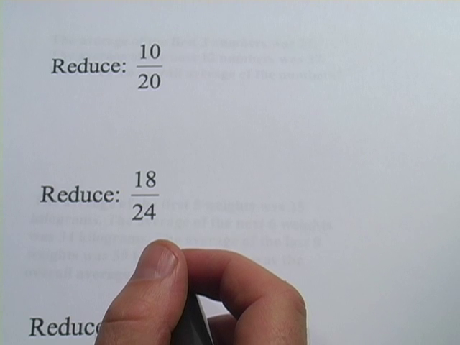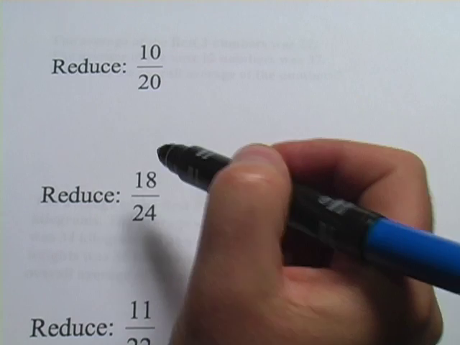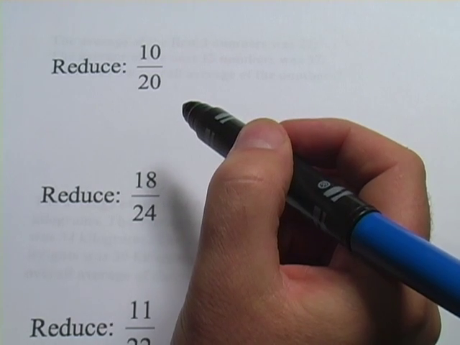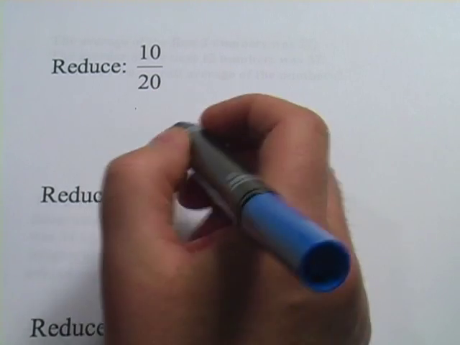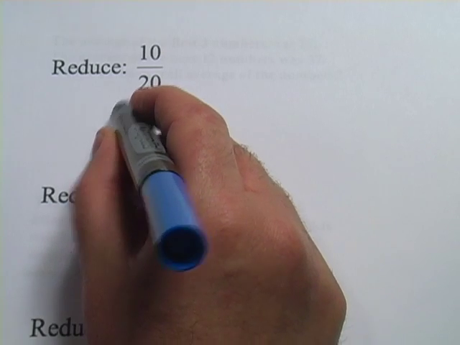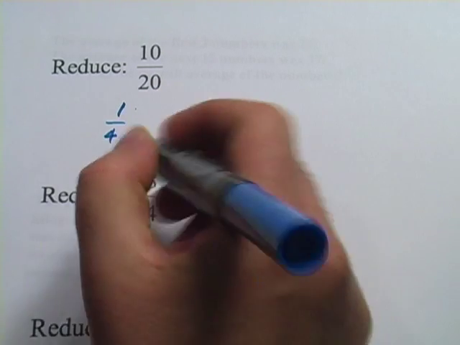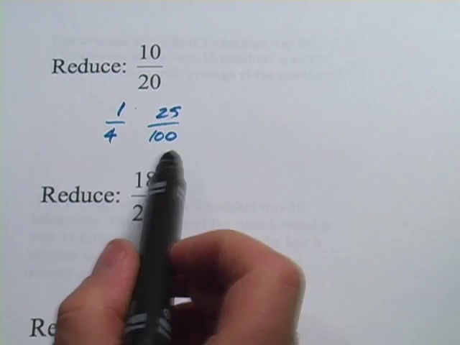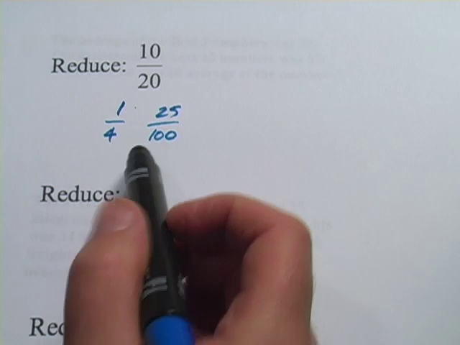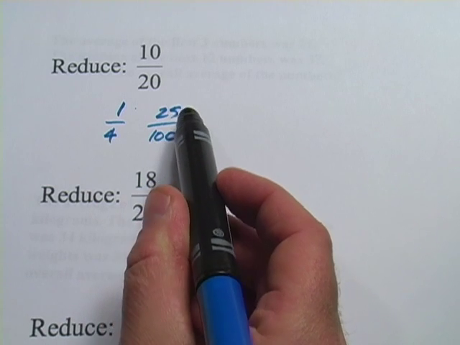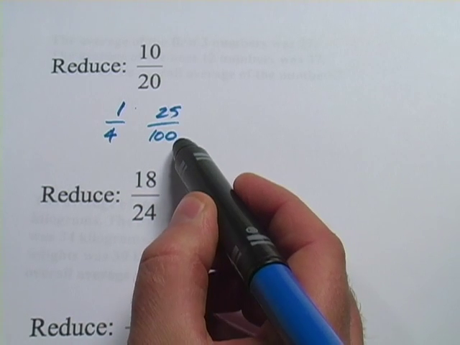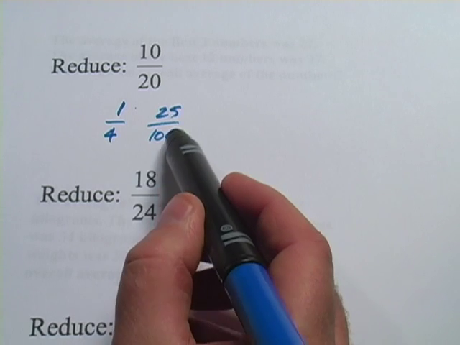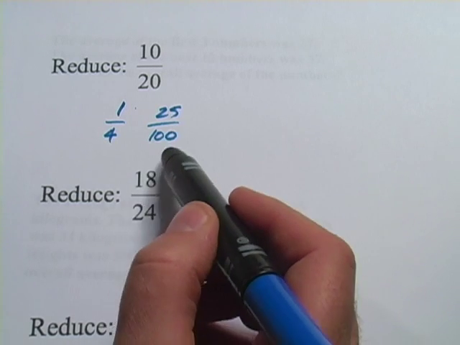These problems are about reducing fractions. And the idea here is that a lot of fractions can be written in different ways. You could have, let's say, 1/4, but you could also have 25/100ths. Those are actually the same number. And if you think about it, you know that 25 cents is a quarter of a dollar. So 25 out of 100 is a quarter, or 1/4.